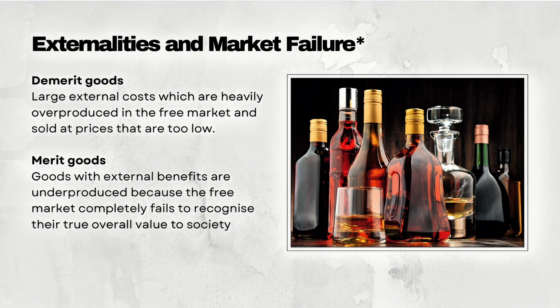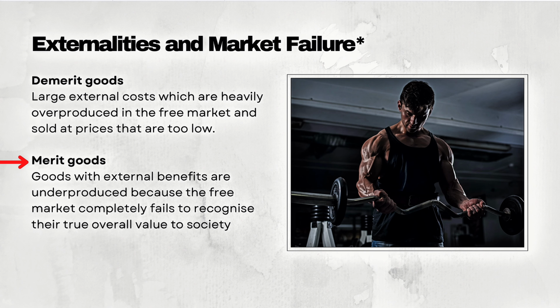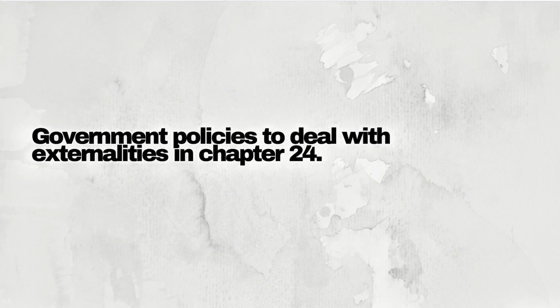And in the case of merit goods, these are goods with external benefits that are underproduced because the free market completely fails to recognize their true overall value to society. These include vaccinations, education, health screenings, gym membership, public transport, renewable energy, affordable housing, research and development into clean technology, and many more. And government intervention and policies to deal with externalities will be covered in Chapter 24.